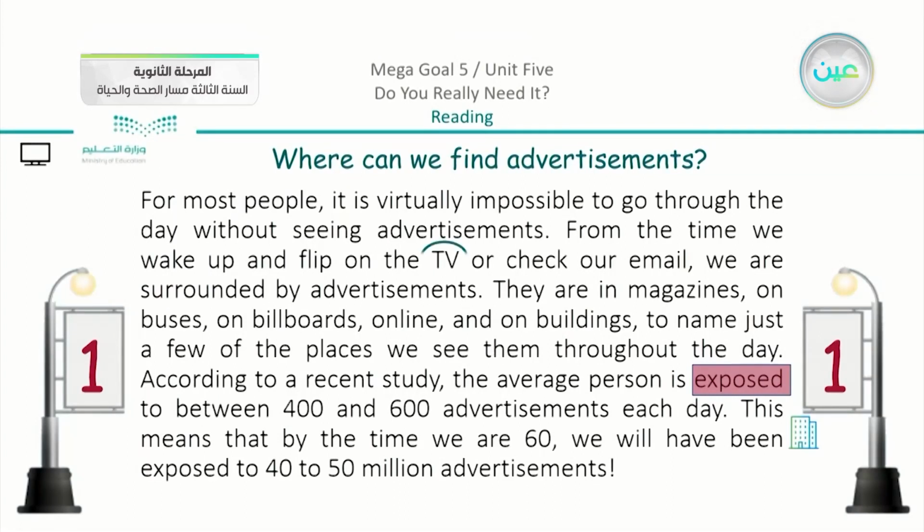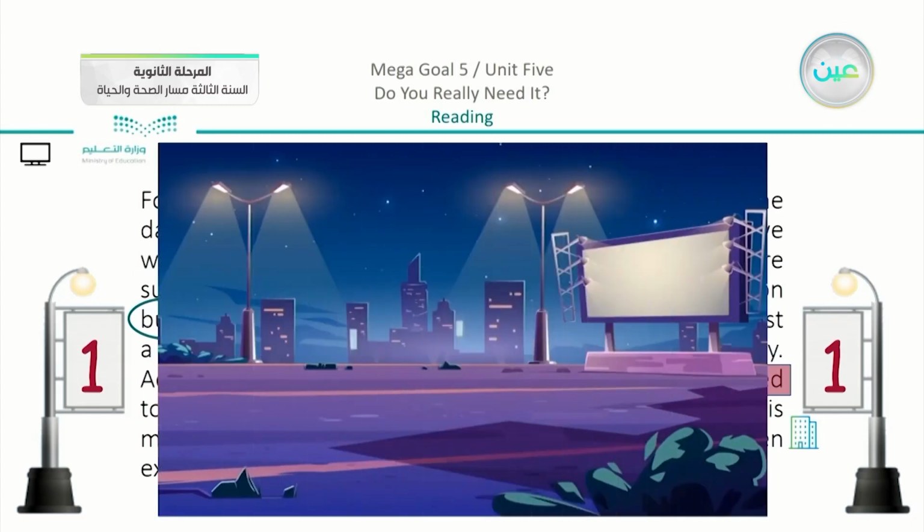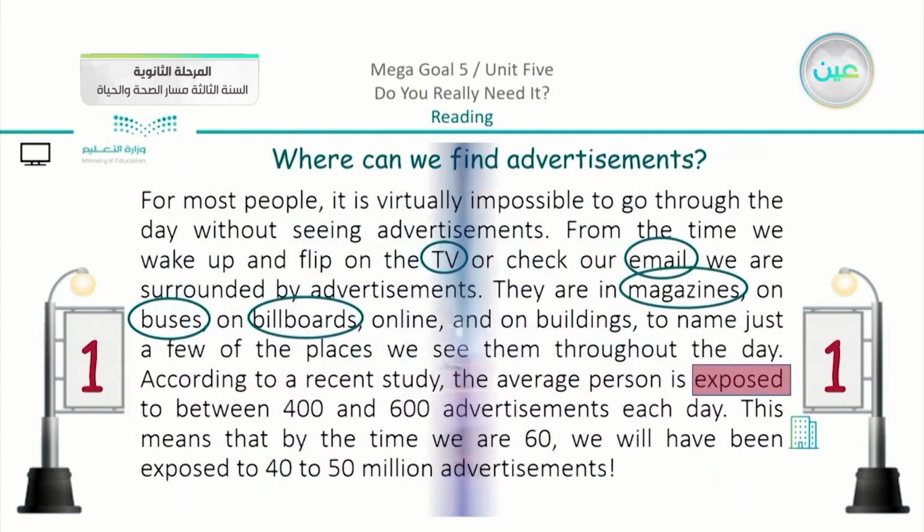So you can see very clearly that we have here TV, email, magazines, buses, and also on billboards. So do you know what are billboards? We have here, this is a type of billboard here. You can see that this is a billboard. Moving on, there are also other places we can see online, and we have here on buildings. So these are different places where we can see advertisements.